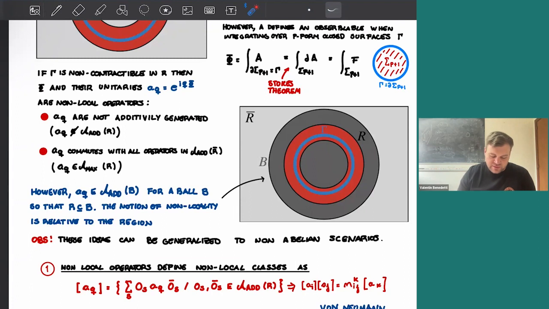An important point to make is that these non-local operators can be used to define non-local classes. We will understand a non-local class of these operators as taking one representative and multiplying it by all of the other possible operators inside the additive algebra. And it's possible to check, because the algebra must be closed under the product, that these non-local classes satisfy fusion rules.